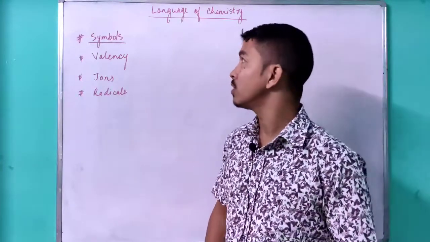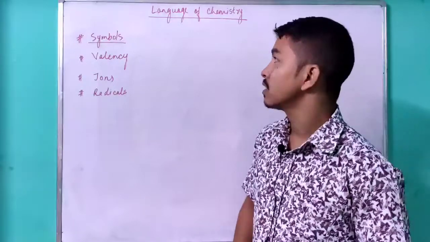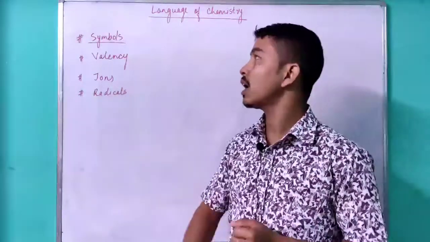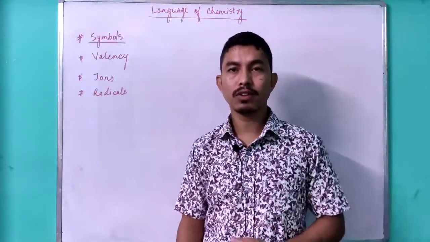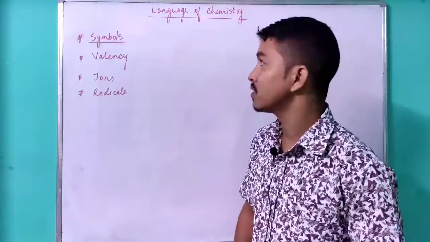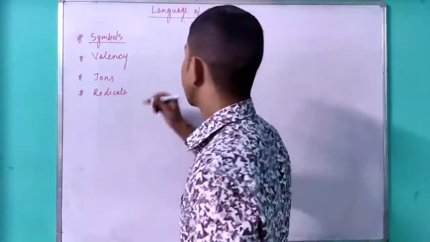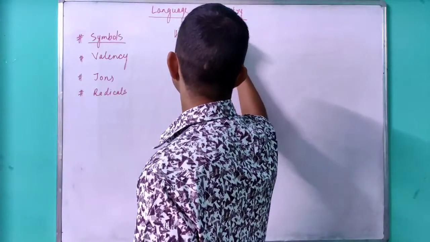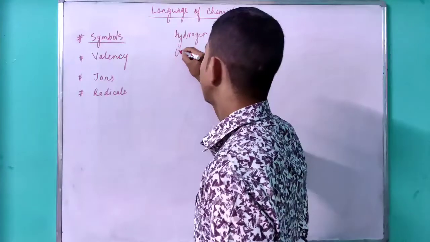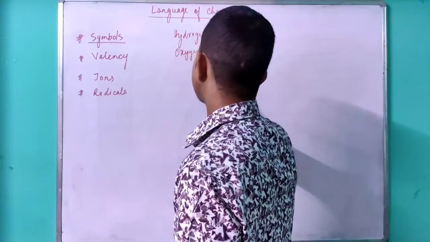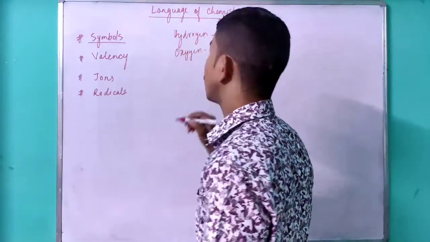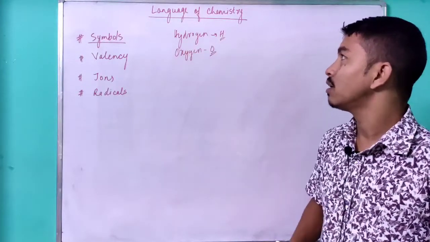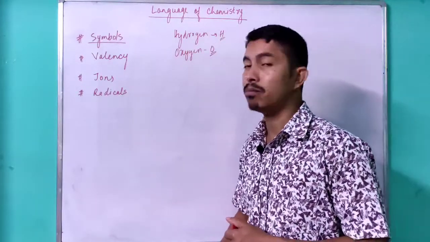Today we will be beginning a new chapter of your chemistry, that is the language of chemistry. So first we will start this chapter with what are symbols. Symbols are the shorthand representation of the chemical elements. Like if I have hydrogen, in short I can write it as H. If I have oxygen, I can write it as O. So this is what is meant by a symbol. That means a short form of an element is known as a symbol.